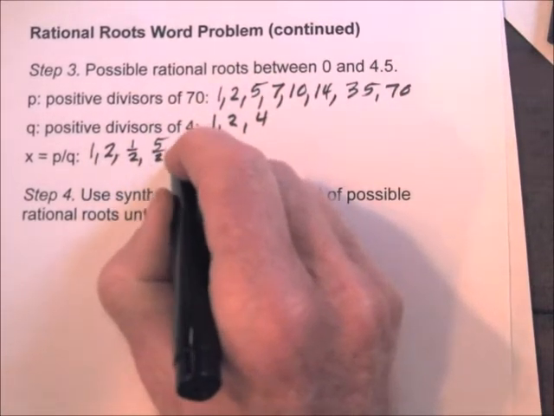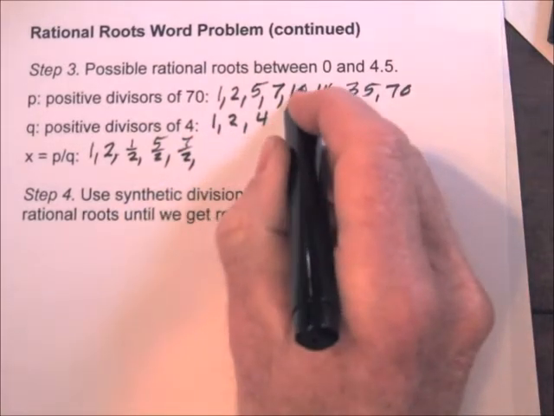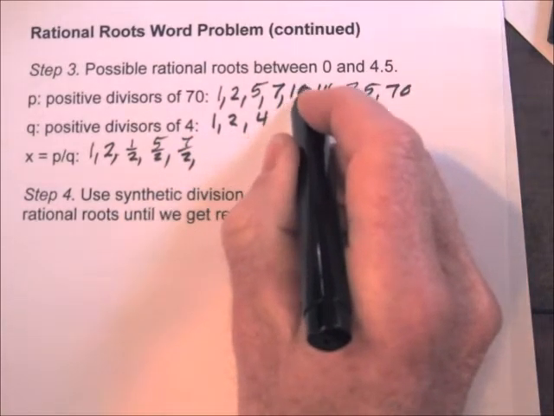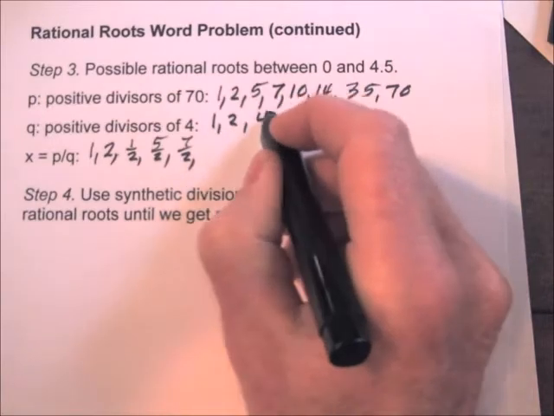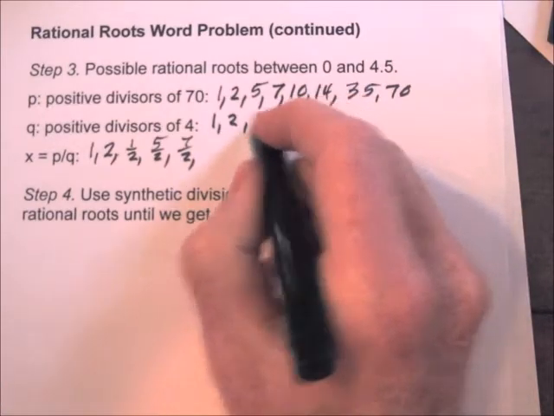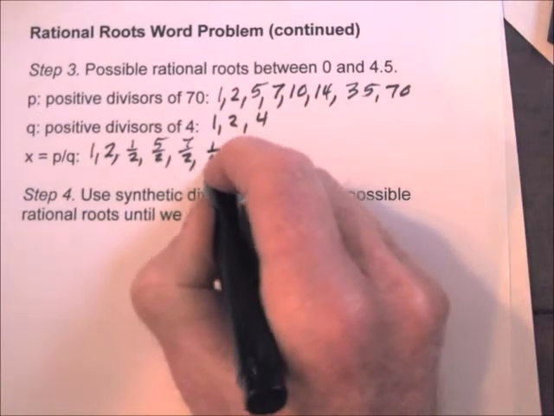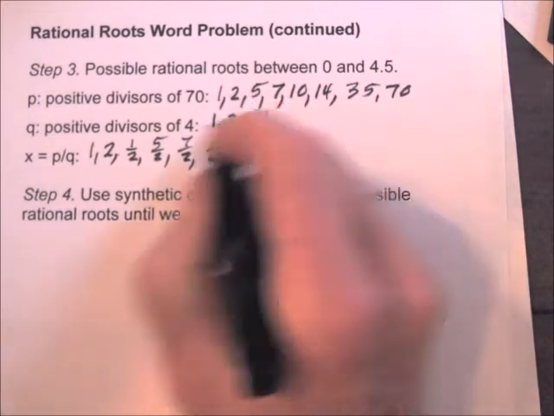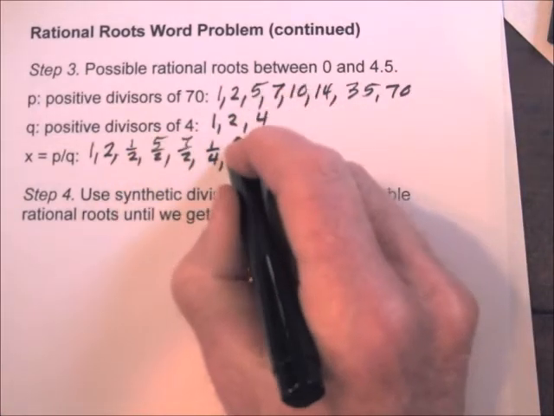7 divided by 2, 10 divided by 2 is already too big. It's 10 divided by 2 is 5, which is too big. So let's go on to denominator 4. 1 divided by 4. 2 divided by 4 reduces to 1/2, which we already have.